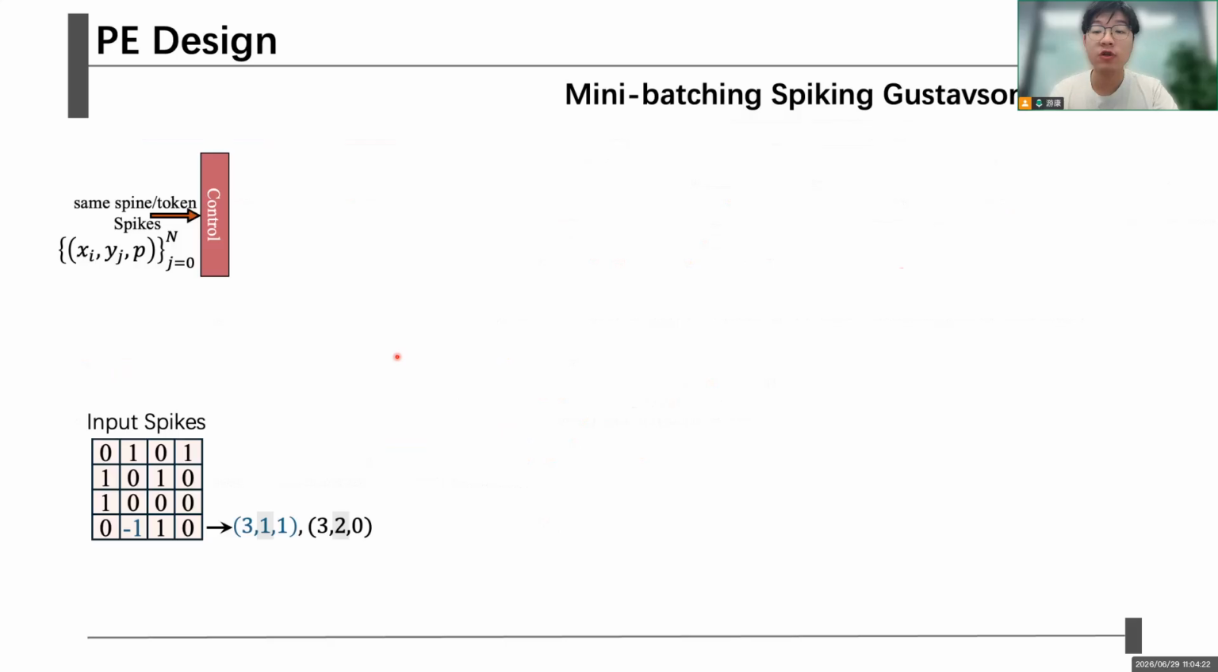Now, let's take a closer look at the detailed computation flow inside each PE. First, each spike is represented by an AER packet with three fields, Xi, Yj, and P. Here, Xi, Yj indicates that the spike occurs at the ith row and the jth column in the spike matrix, while P represents the spike polarity, 0 for the positive spike and 1 for the negative spike. ELSA groups spikes from the same row into a mini-batch and processes them together.